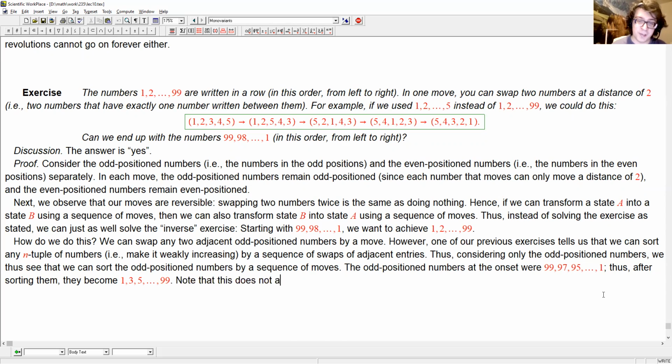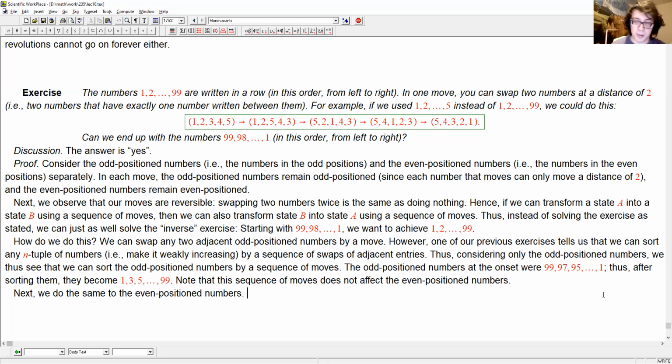Note this sequence of moves does not affect the even positioned numbers, because they're in between, we're never swapping them. Next, we do the same to the even positioned numbers, because again, even positioned numbers are at a distance of 2 apart when they're adjacent. So we can swap them by our moves, and we can get them sorted. So they were 98, 96, 94, and so on 2 before sorting. After sorting, they are 2, 4, 6, and so on, and 98.